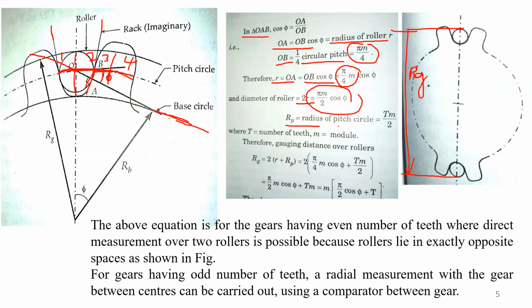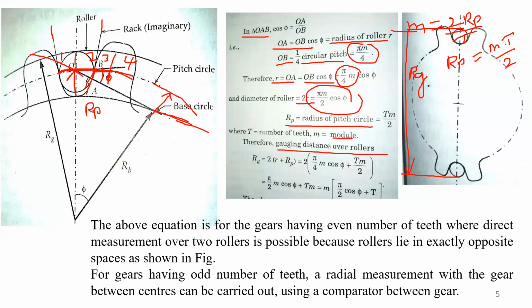Now, RP is the radius of the pitch circle, that is up to this point. You consider RP, it is the radius of the pitch circle. From the module, you can derive this expression. Module is equal to 2RP, the diameter, divided by the number of teeth. So RP is equal to m into t by 2, where t is the number of teeth and m is the module.